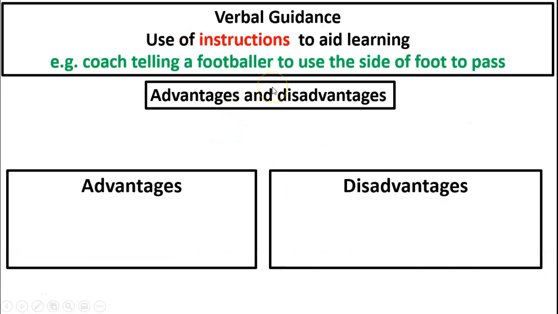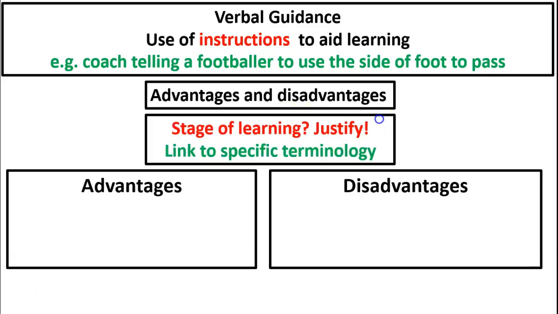So, verbal guidance, as you can see, I'll leave that description example at the top point. Use of instructions, for example a coach telling footballers to use the side of the foot to pass. That's one example. Now, again, same process. And this one is brilliant because you get to use the stage of learning for both advantage and disadvantage. So what I'm going to do is go through this now. So if we start off, in terms of verbal guidance, which stage of learning is verbal guidance most effective for?